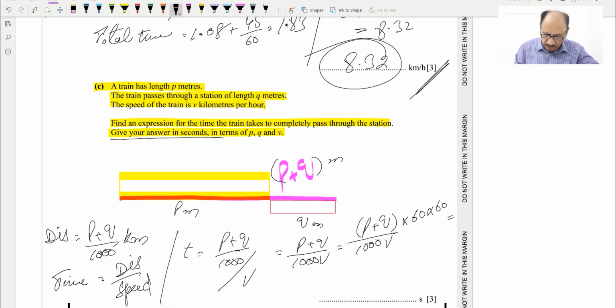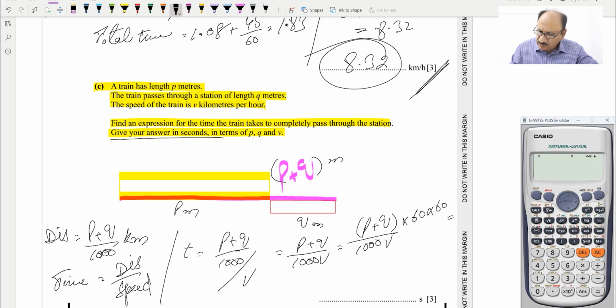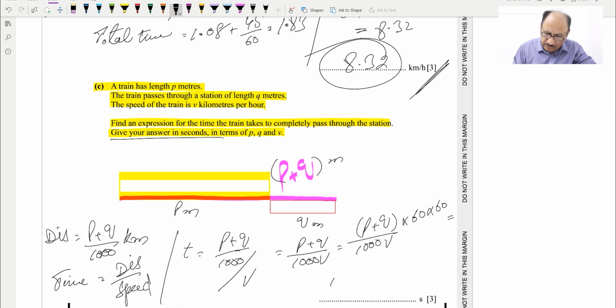We can write 3600 divided by 1000, and this will be equal to 3.6. 3.6 is 18 by 5, so we can write 18 into p plus q over 5v. This will be our final answer for 3 marks.